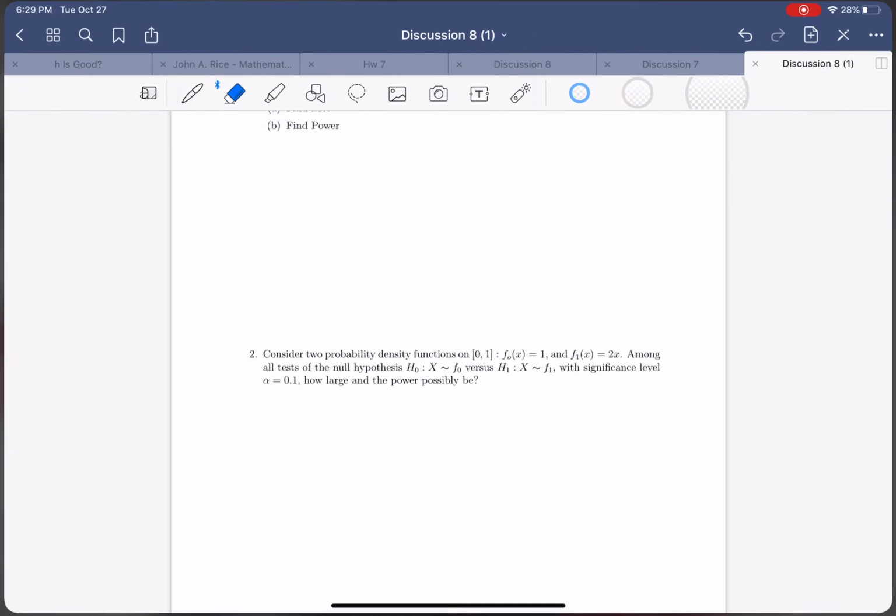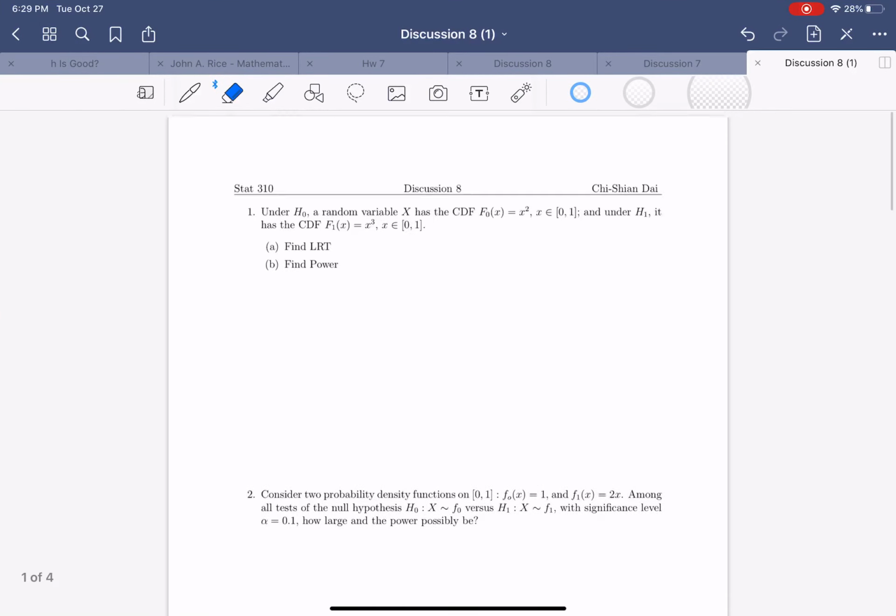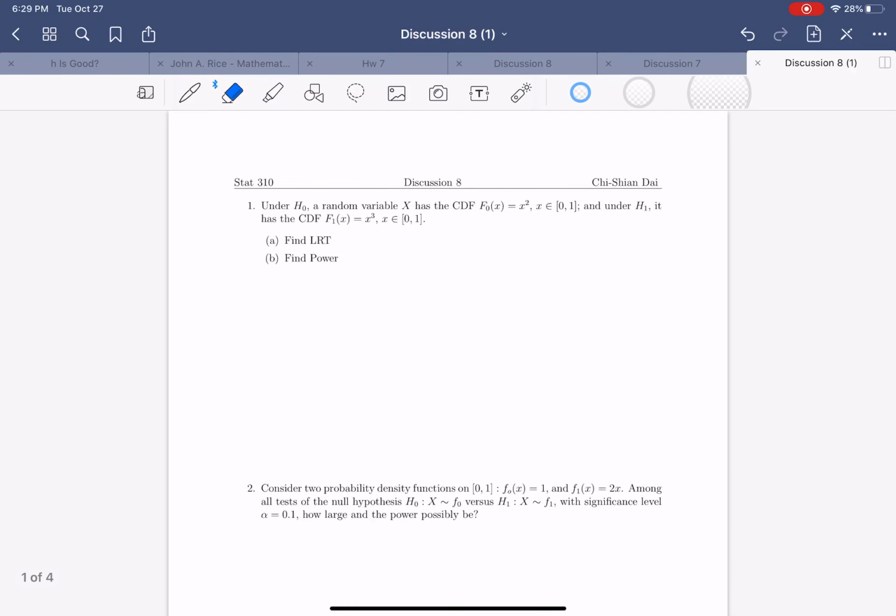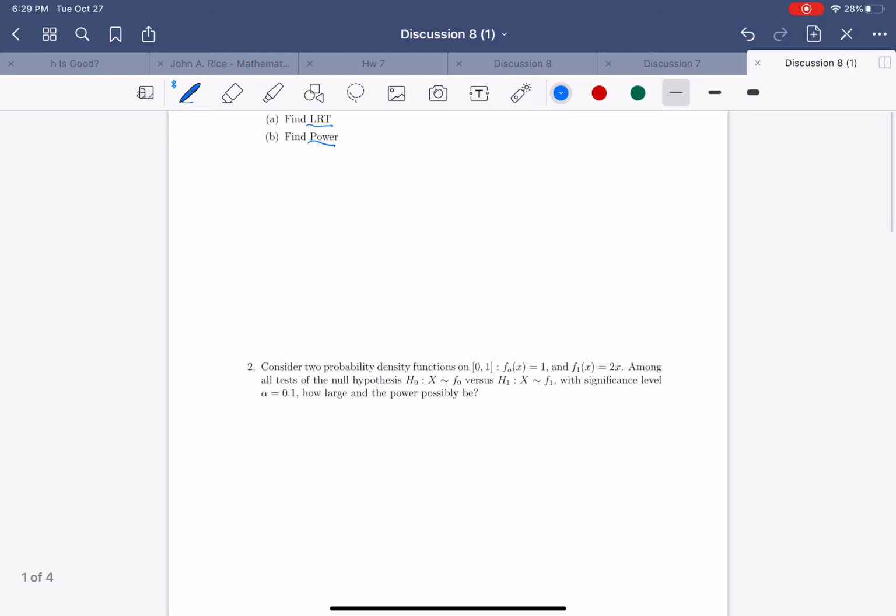Okay, let's start. Today we are having more examples about likelihood ratio test and the power.